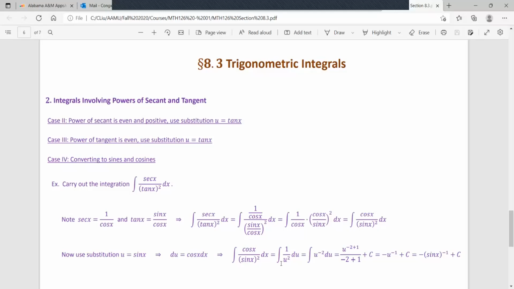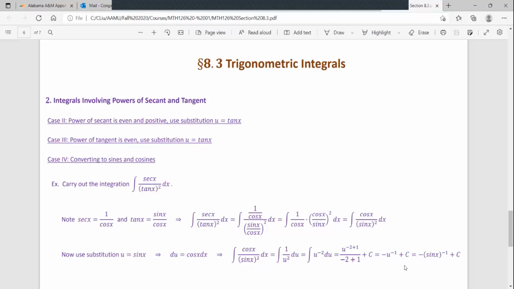So you just integrate 1 over u squared, and that's easy to do if you write 1 over u squared as u to the negative 2. Using the power rule, you get u to the negative 2 plus 1 over negative 2 plus 1, plus c, and negative 2 plus 1 is just negative 1. So we get u to the negative 1 with the negative 1 in the denominator, which brings out a negative 1 for the whole thing. So the answer is negative u to the negative 1 plus c. If you replace u by sine x, you get negative sine x to the negative 1 plus c. So that's the final answer.